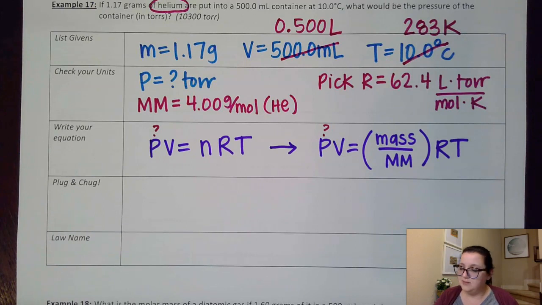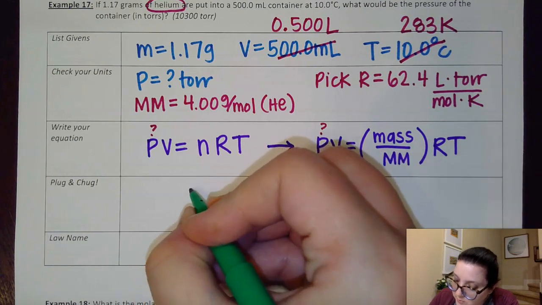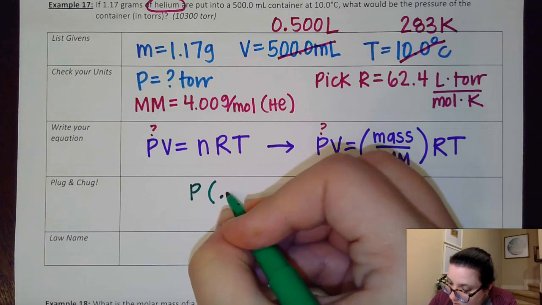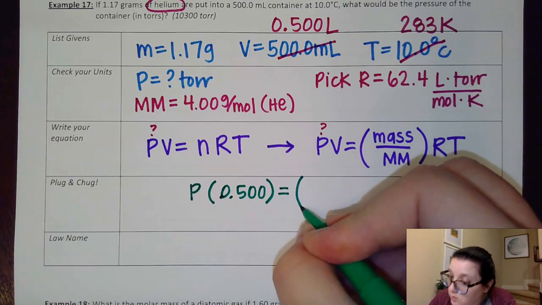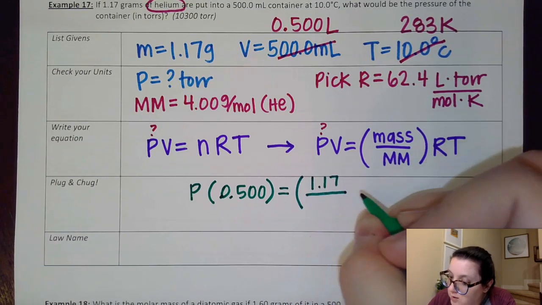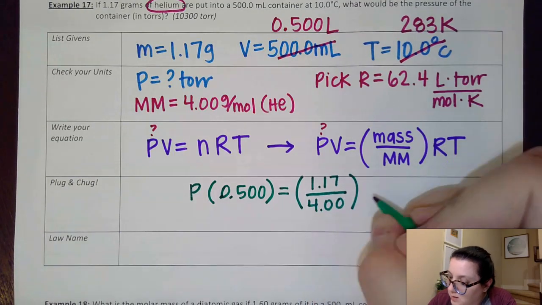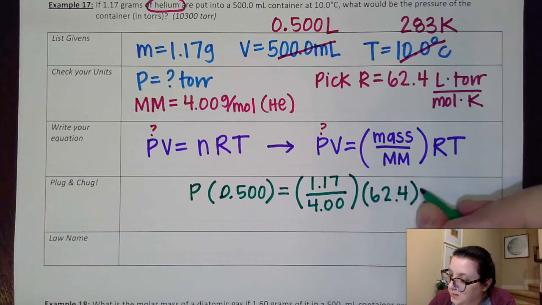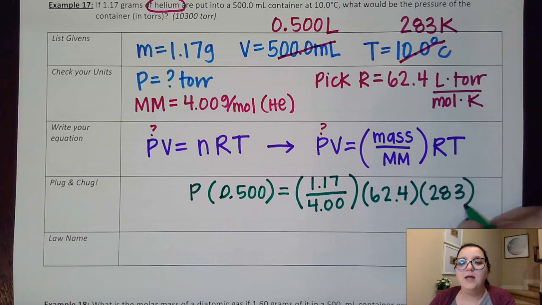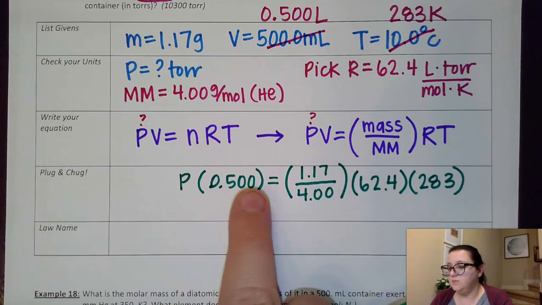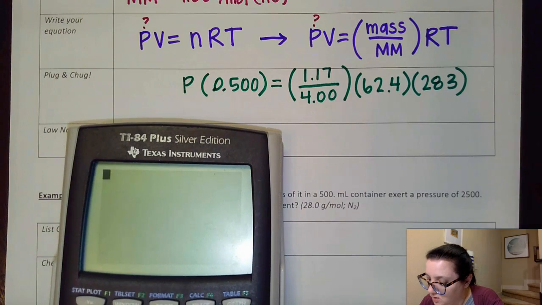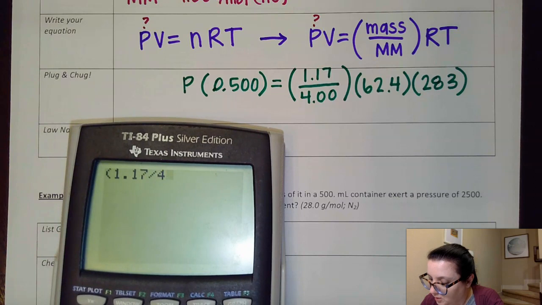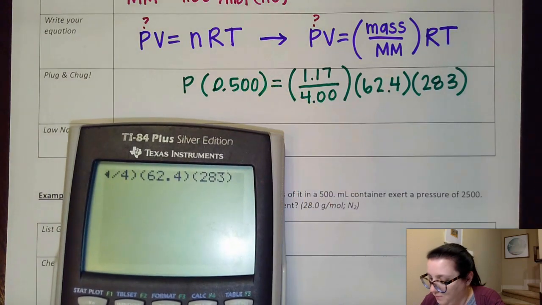All right, so now that I have all the pieces here, I can do my plug and chug. My pressure is what I'm looking for. My volume was 0.5. My mass over molar mass would have been 1.17 over my molar mass of 4. My R was 62.4, and my temperature was 283. Now I can see that I'm trying to solve for pressure. To get pressure all by itself, these two were multiplied, so I would want to divide that over. So I start by plugging in everything on this side of the equation: 1.17 divided by 4, then 62.4, 283, and then I divide over that 0.5.